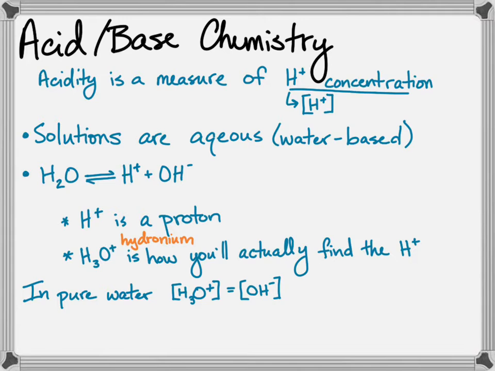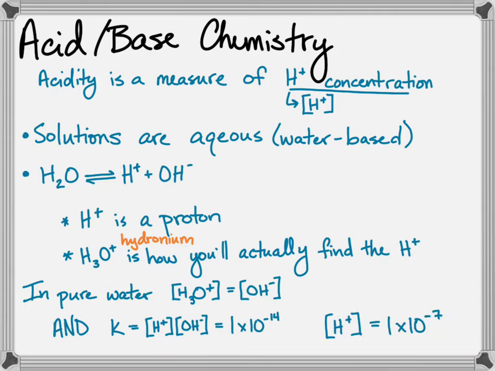And it turns out that at a certain temperature, I think it's 25 degrees Celsius, there's a constant K that is equal to the concentration of the hydrogen ion multiplied by the concentration of the hydroxide ion, and that equals 1 times 10 to the negative 14th. Now remember, those are equal, so that means the hydrogen ion concentration is 1 times 10 to the negative 7. That's pure water. It's a 7. This is where pH of 7 comes from. This is where the 0 to 14 scale of the pH scale comes from. It's actually based on powers of 10.